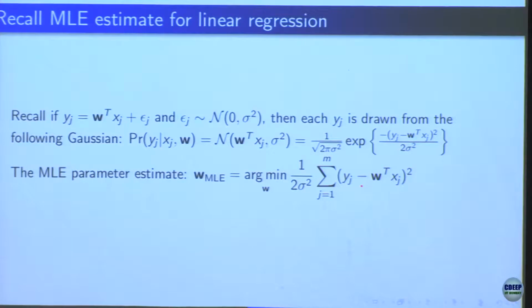Okay, so coming back, why did we get into MAP estimation? We want to do something for regression. So recall that for linear regression, if epsilon j was normally distributed, each yj tends to be drawn from this Gaussian, and we had the MLE estimation, which is the least square estimation. Now what is our belief about W?